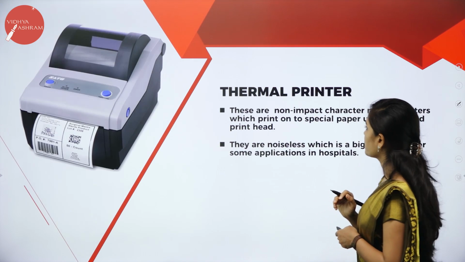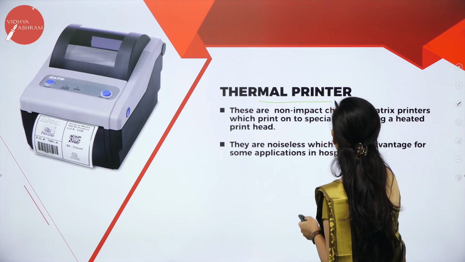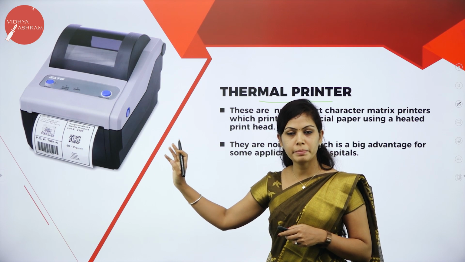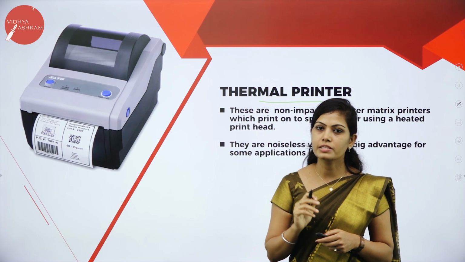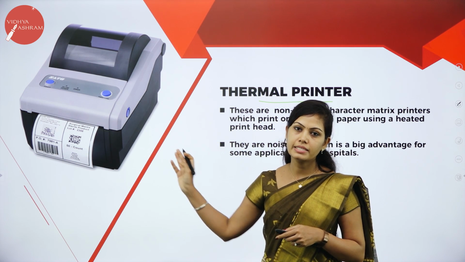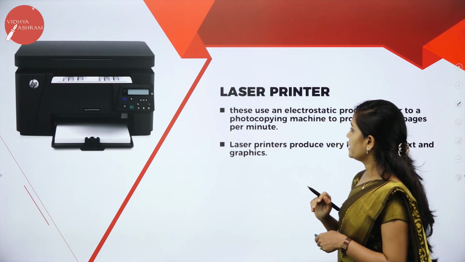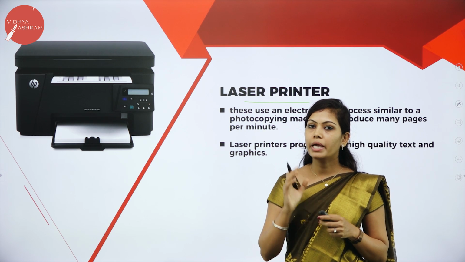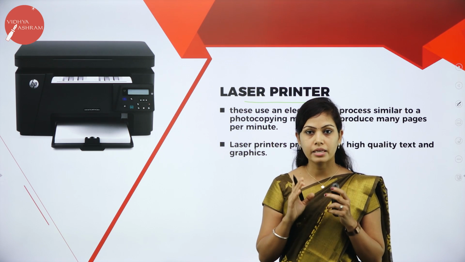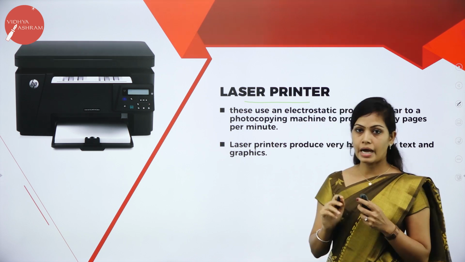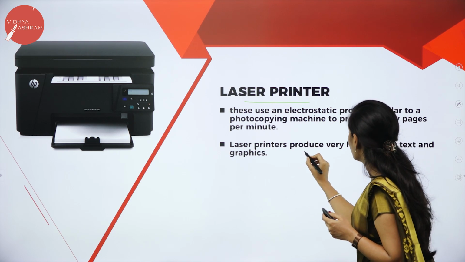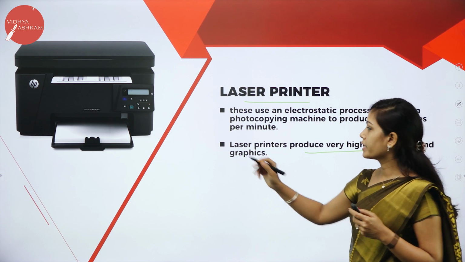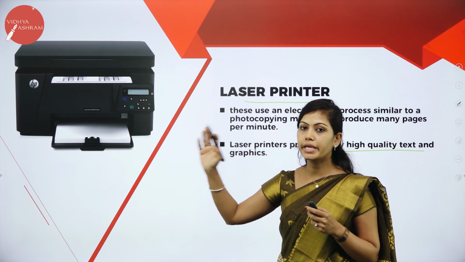The first non-impact printer is the thermal printer. So what is a thermal printer? You can see the image of a thermal printer; we especially use it in hospitals, and it is a noiseless printer. The next printer is the laser printer. A laser printer can print many pages per minute. It gives good quality prints and produces very high quality text and graphics. So it can print many pages at a time.